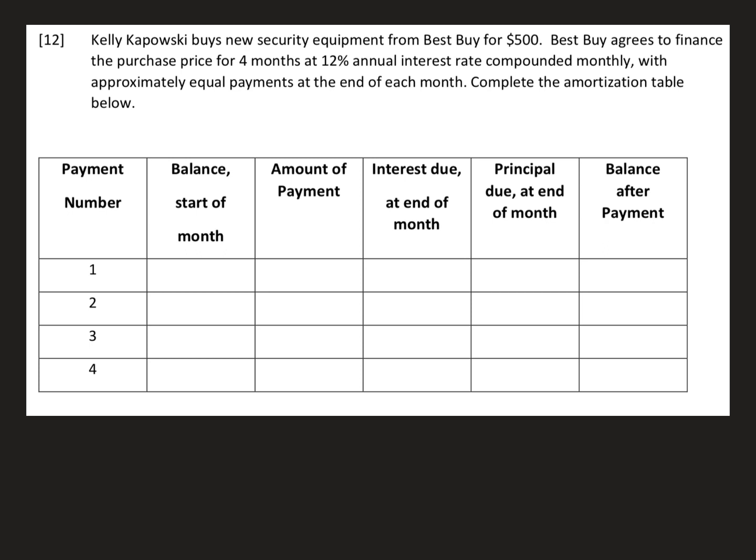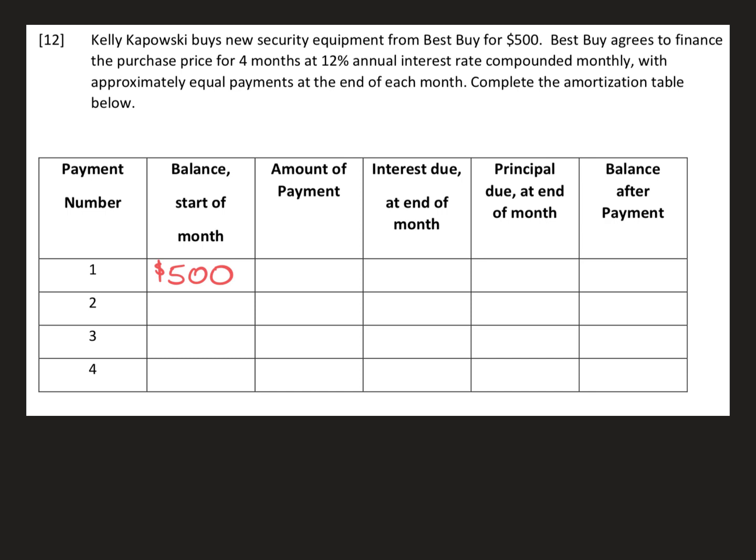So first things first, I see here we have this table. Payment number 1, the balance at the start of the month we know is $500. But in order to proceed past this, we have to figure out more information, like what is the payment for $500 for 4 months at 12% annual interest? How much interest was actually accrued? What was the principal due at the end of the month? And then the balance after the actual payment.